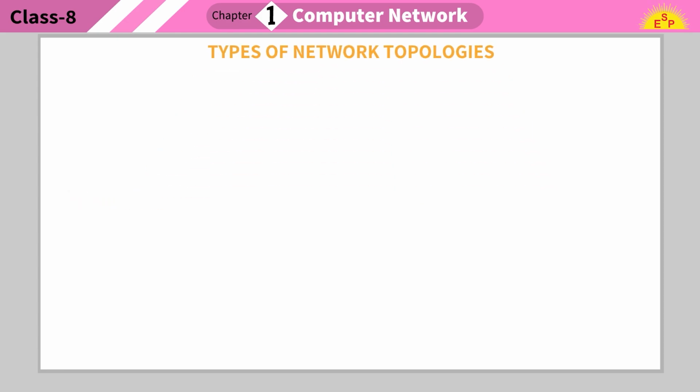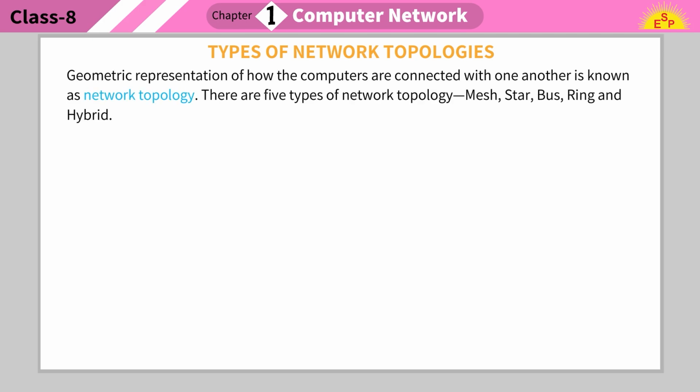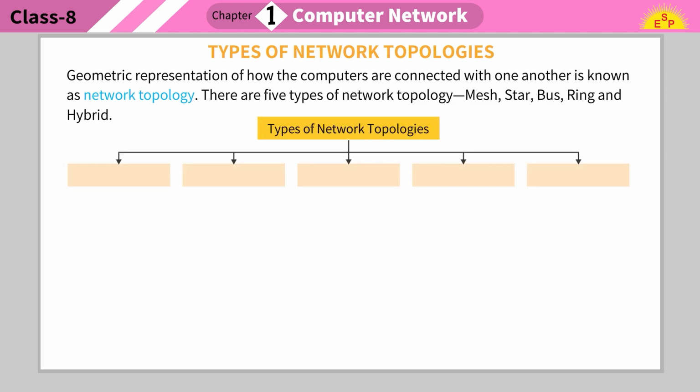Types of network topologies. Geometric representation of how the computers are connected with one another is known as network topology. There are 5 types of network topology: mesh, star, bus, ring, and hybrid. Mesh topology, star topology, bus topology, ring topology, hybrid topology.